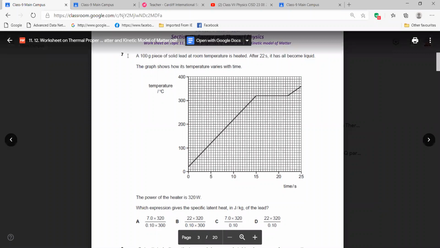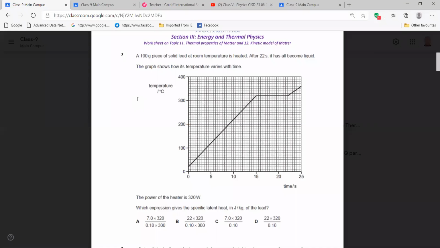Okay, question number 7. Continue, Adnan Rahim. A 100-gram piece of solid lead at room temperature is heated. After 20 seconds, it has all become liquid. The graph shows how its temperature varies with time. The power of the heater is 320 watts. Which expression gives the specific latent heat in joules per kg of the lead?